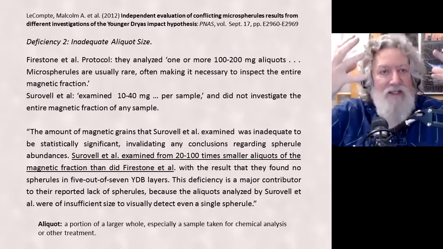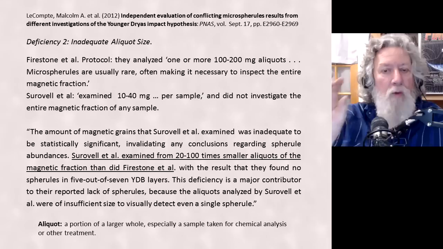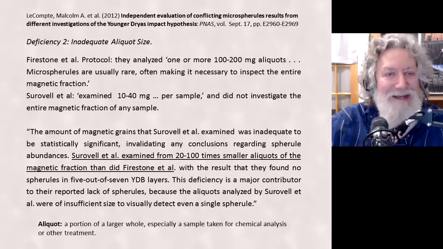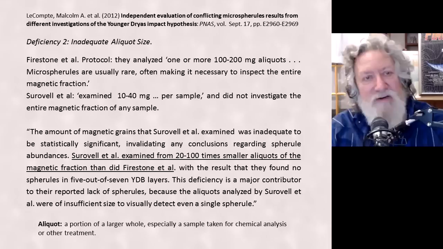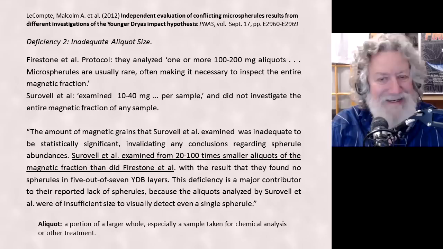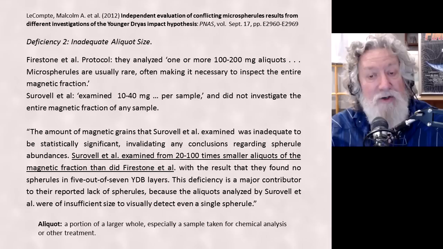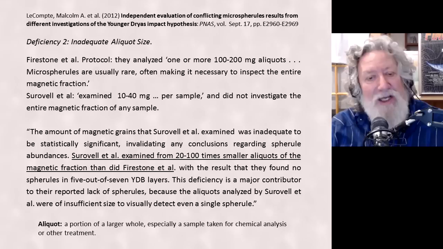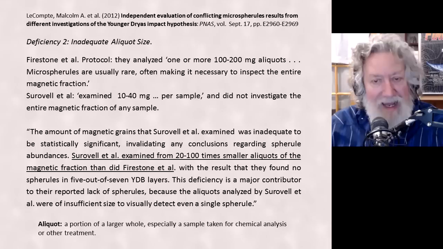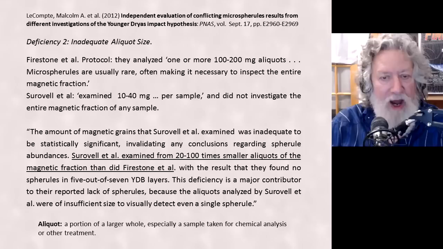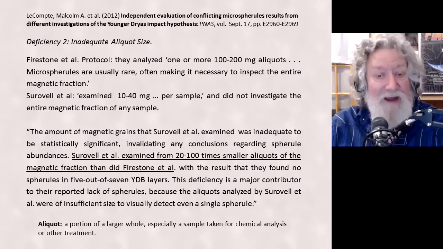So the Firestone protocol analyzed one or more 100 to 200 milligram aliquots. Microspherals are usually rare, often making it necessary to inspect the entire magnetic fraction. Surovell and his team examined 10 to 40 milligrams per sample and did not investigate the entire magnetic fraction at any sample. So in other words, the amount of magnetic grains that Surovell and his team examined was inadequate to be statistically significant, invalidating any conclusions regarding spheral abundances. Surovell et al. examined from 20 to 100 times smaller aliquots of the magnetic fraction than did the Firestone team, with the result that they found no spherals in 5 out of 7 Younger Dryas boundary layers.